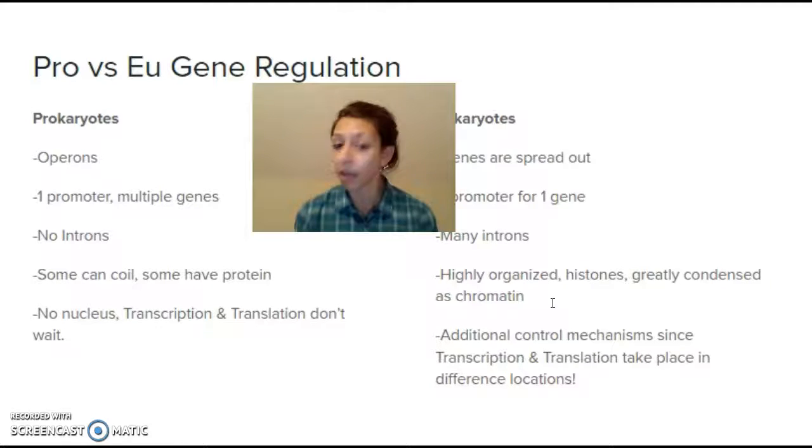In prokaryotic cells, we have no nucleus, so transcription and translation don't wait. In eukaryotic cells, we have additional control mechanisms because transcription and translation are going to take place in different locations. And so this compartmentalization is going to allow us to have more points of control in the eukaryotic regulation process as far as the regulation of gene expression goes. Okay, so that was a lot. It was fast, but please make sure you have in mind a few different points of regulation for eukaryotic gene regulation, and know the differences between prokaryotic and eukaryotic gene regulation as well.